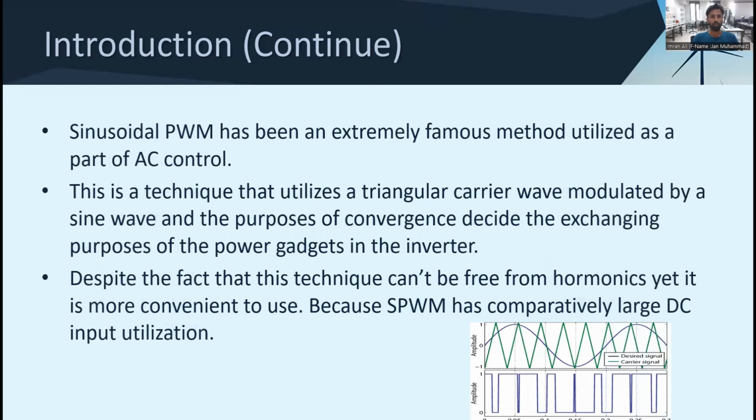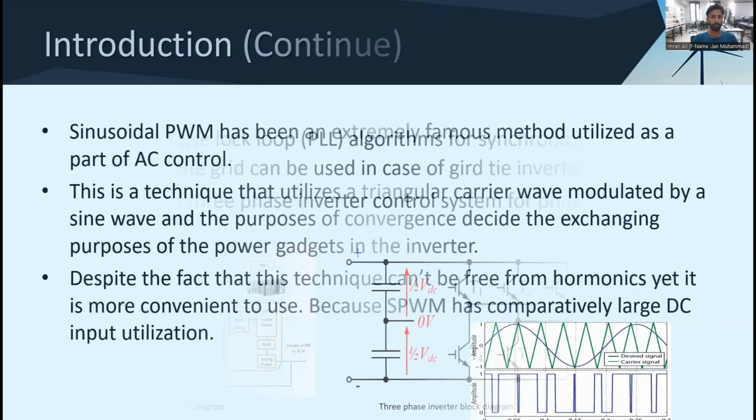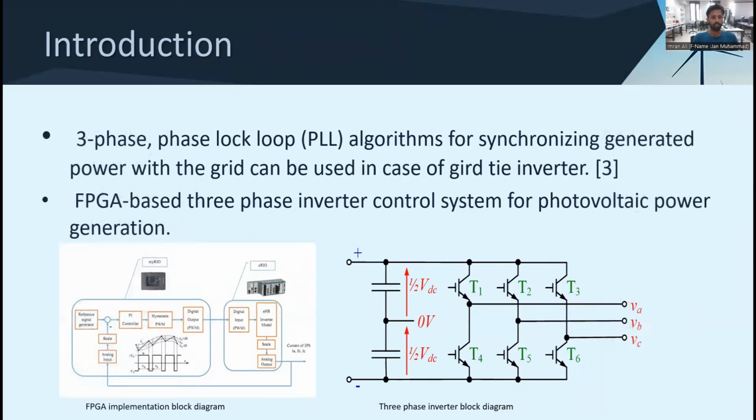Introduction. Sinusoidal PWM is an extremely famous method utilized as part of AC control. The technique that has been used in this project is the SPWM technique. We have compared sawtooth wave and sine wave, and we have generated a reference signal in order to give the PWM signal to the MOSFETs. One of the important blocks that we have used is PLL. The PLL algorithm synchronizes generated power of the inverter with the grid.